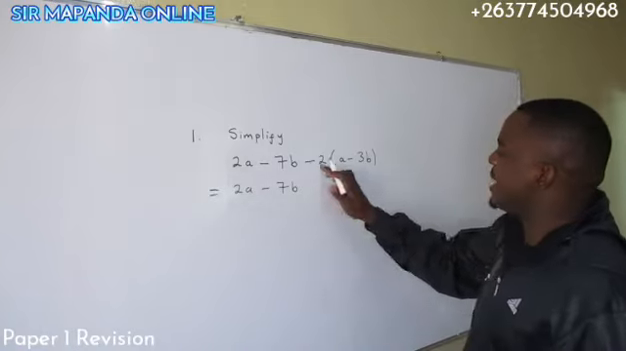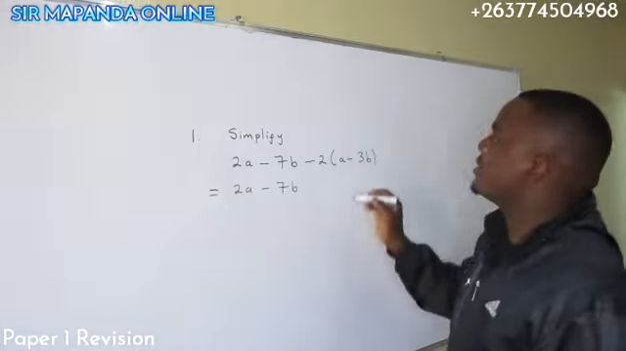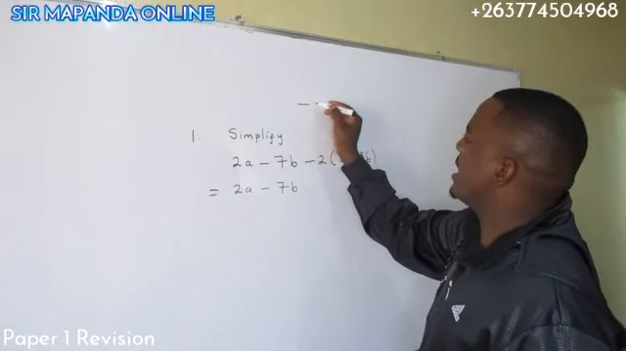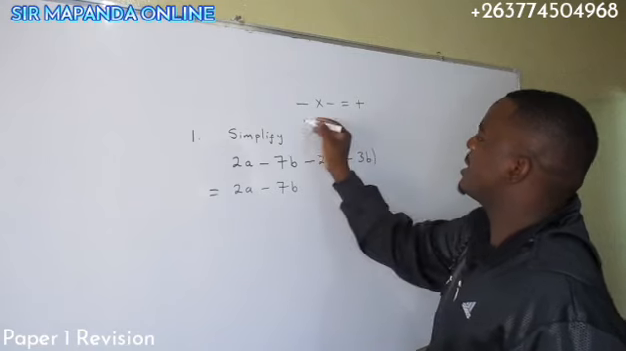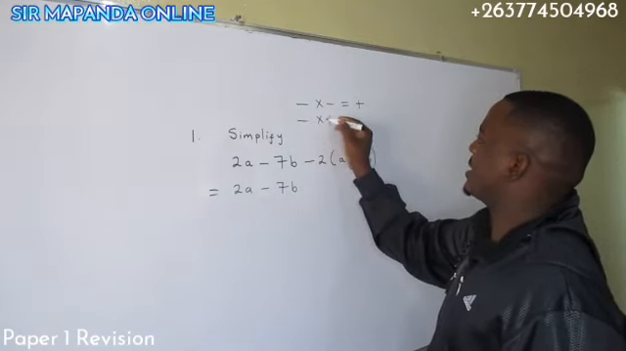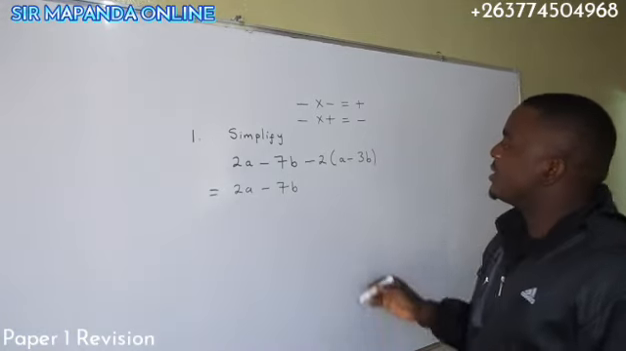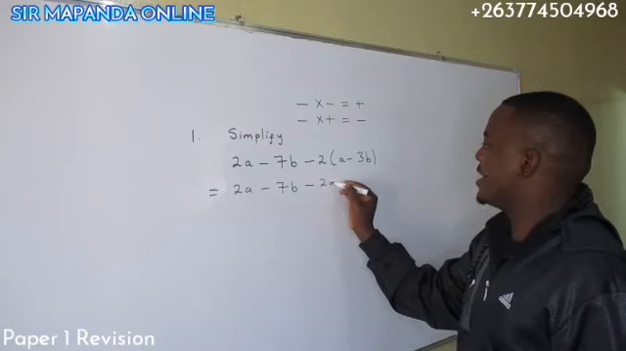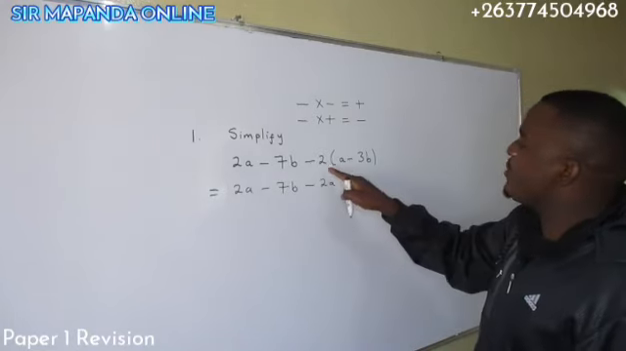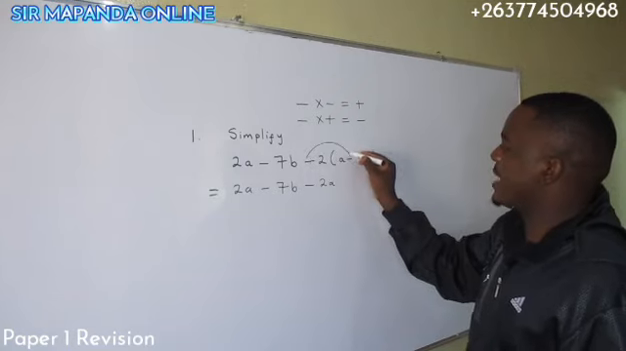Then when expanding this bracket, you need to be very careful of signs. So when I talk of signs, I mean negative times negative, it gives you a positive result. Negative times positive, it gives you a negative result. Minus 2 times a, you get minus 2a, right? Right. So before you multiply 2 and 3b, you need to multiply the signs first.